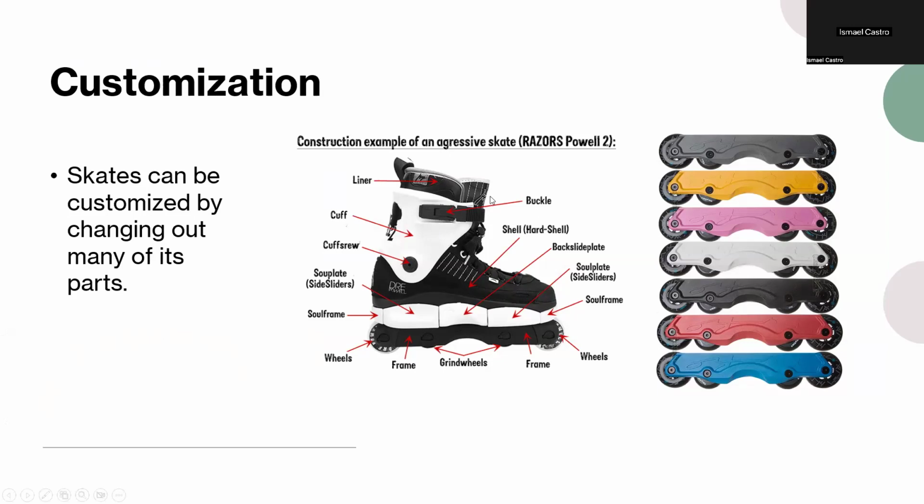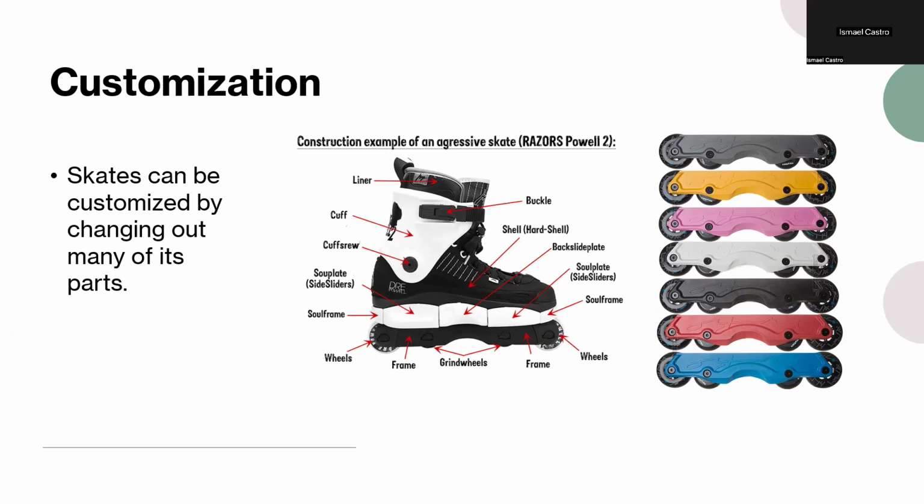This diagram shows everything that you can replace or customize in the skate. If one of the parts breaks, let's say your buckle breaks, you could buy a new one and put it on. You can change your wheels. You could change the type of frame. Different frames are used for different things.